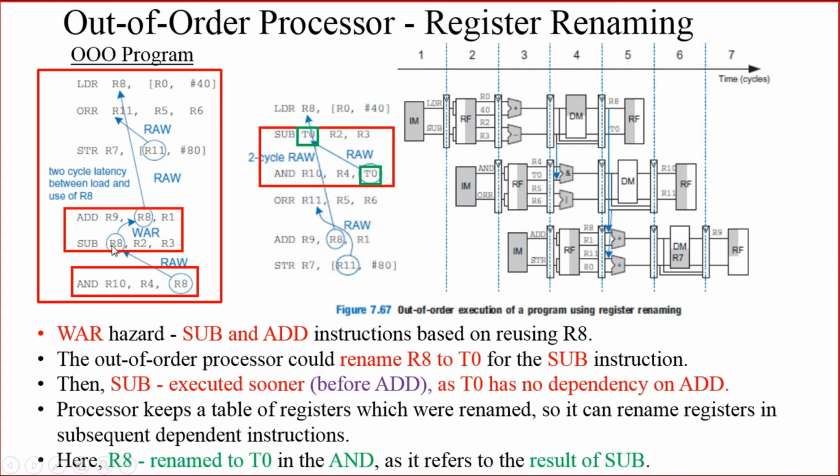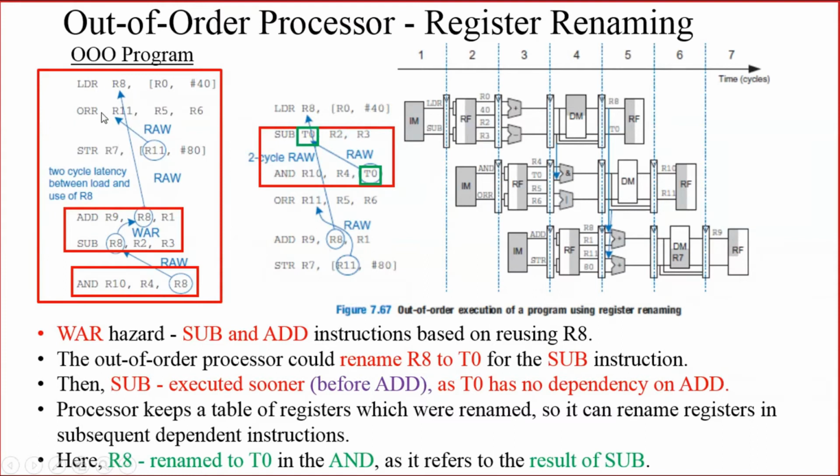Sub can be executed sooner. Here, sub was executed as the fifth instruction, since I have replaced R8 with T0, as you can see here. So instead of executing it as the fifth instruction, we were able to execute it as the second instruction itself. Why? Because T0, R2 and R3, all three, are independent registers. So once the load instruction is executed, in parallel in the same cycle, because it is a two-way out of order processor, two instructions can be fetched.